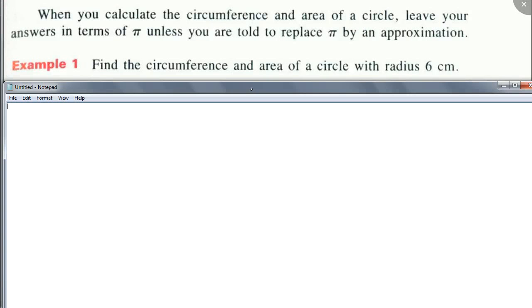Does it ask for the approximation? No. So you're going to give me the exact answer in terms of pi. Very good. Go ahead, everybody try. This is very straightforward.